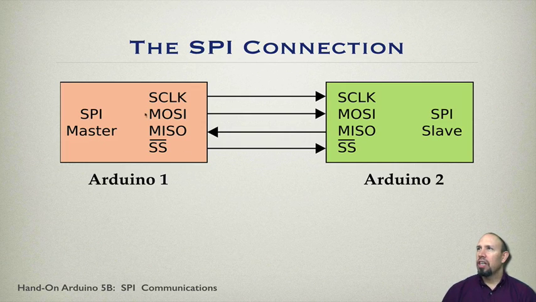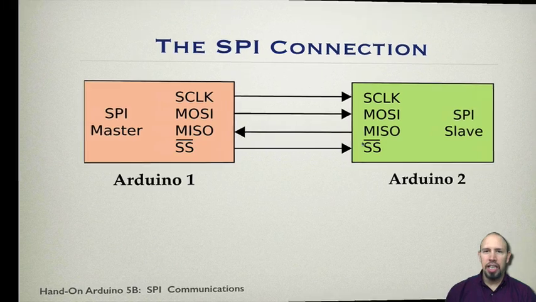The master uses these four signals: the clock, the master out, slave in, master in, slave out, and slave select. Slave select bar means that it's active low, which means you pull it low in order to select. We connect to another Arduino these exact same four pins. So we just connect them pin for pin to each other, and that's the connection that we need.